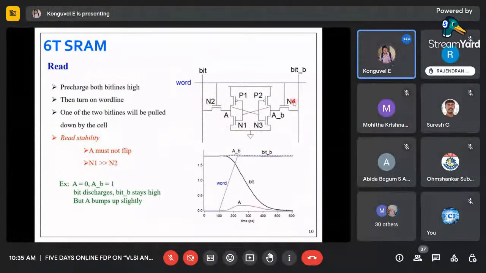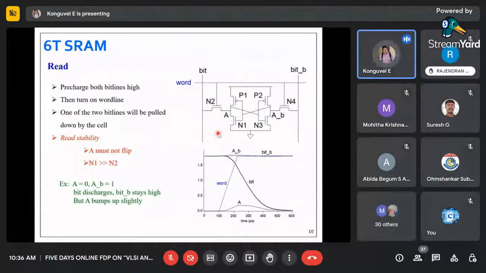Then only node A can be maintained as 0. Because if we are putting one here, I mean precharge here, and we are removing the precharge pulse, and the bit line is now hanging. Say for example, this N1 is not strong. What will happen? This one, maybe that can be 1 or 0. If it is 1, it will make A as 1, but that is the inverse of the read operation.